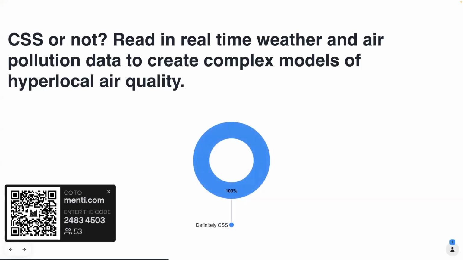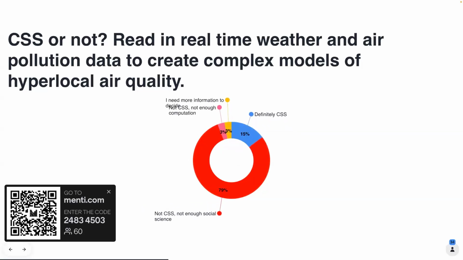So this example looks at reading in real-time weather and air pollution data to create complex models of hyperlocal air quality. So it seems that we're getting the majority of people saying that there's not enough social science here, which is interesting. And I think I would have to agree. So what we'd have to think, is there a link between hyperlocal air quality and human behavior? It's tough.